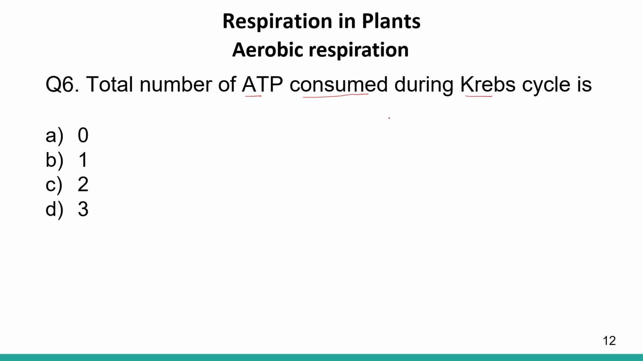Krebs cycle, also known as TCA cycle, what happens? Initially, citrate is produced by combination of oxaloacetate with acetyl coenzyme A. From citrate, what is produced? Isocitrate. Citrate isomerizes to form isocitrate in the presence of aconitase enzyme. From isocitrate, what is produced? Alpha ketoglutarate.